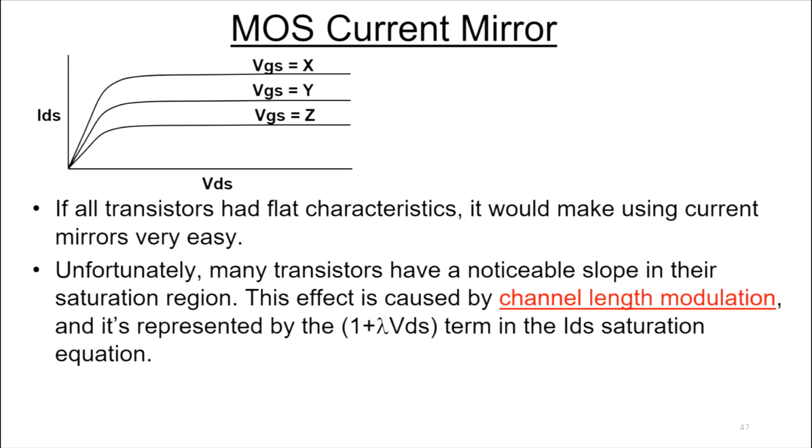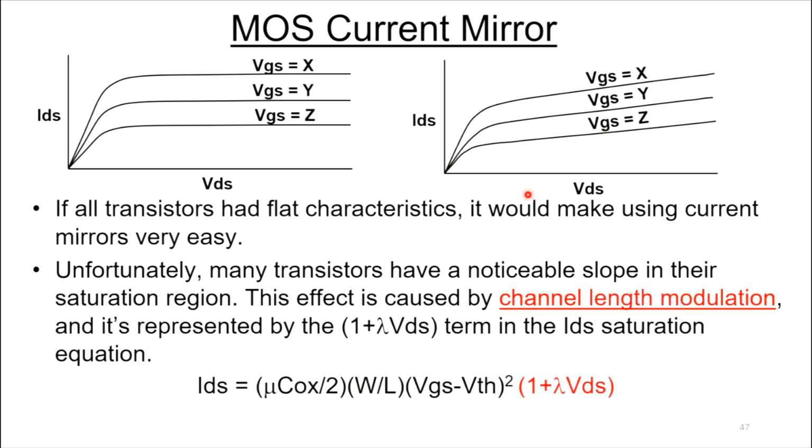Okay, so if all transistors had this flat characteristic that I'm showing up in the left here, it would make using current mirrors very, very easy. But unfortunately, transistors have a noticeable slope in their saturation region. And that's caused by something called channel length modulation. And that's due to this extra little term here in the IDS equation.